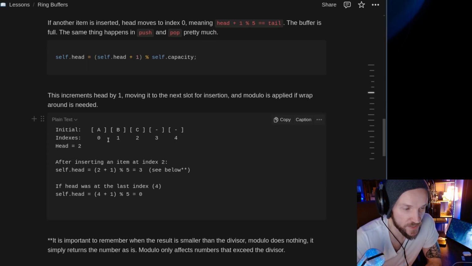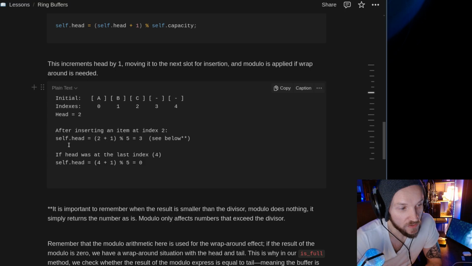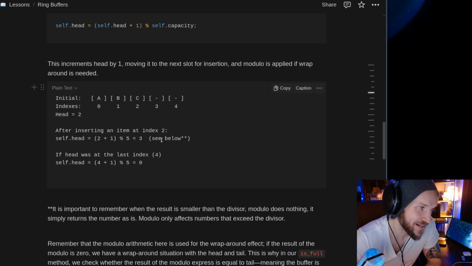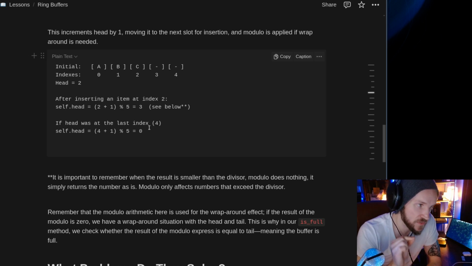So right here, we have head at index 2. We don't have anything in 3 or 4. So after inserting an item in index 2, we get self.head equals 2 plus 1 modulo 5 equals 3. I explain this below because this trips some people up. There's a little rule in modulo arithmetic about this. And then if we're at the last index 4, well, 4 plus 1 modulo 5 equals 0. Like I said, if the modulo expression returns that 0 index, we know the buffer's full.